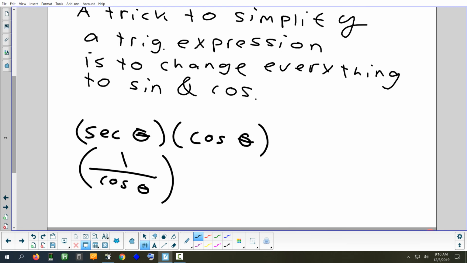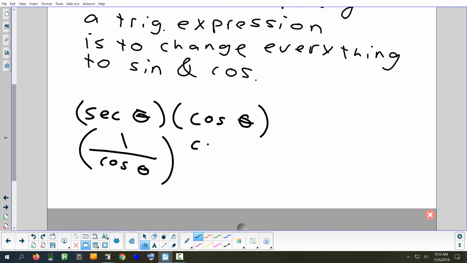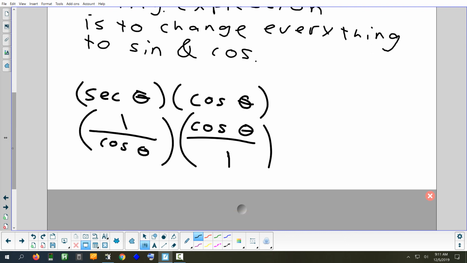And now, Alyssa, is the second part already a sine or a cosine? Yeah, so we're just going to leave it. We're not going to change that. But since I have a fraction on the left, let's make this a fraction on the right. Andrew, how can I make cosine a fraction? Cosine theta over 1. Yeah, we just put it over 1. And now we're going to multiply those two fractions together.